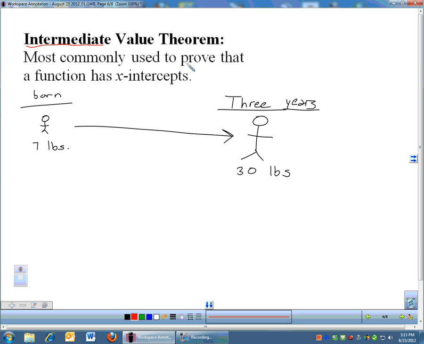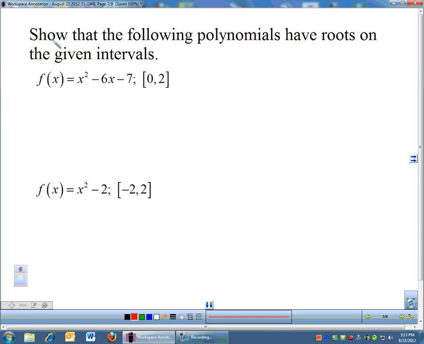The way we prove roots is by having a real function, and here's what I'm going to do here: show that the following polynomials have roots, and remember roots are also x-intercepts.